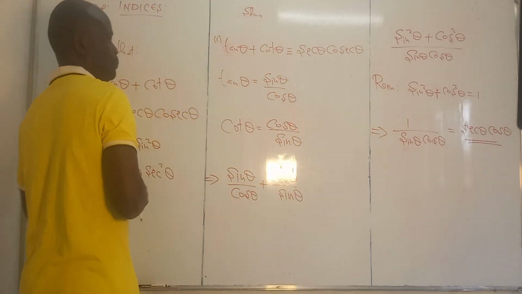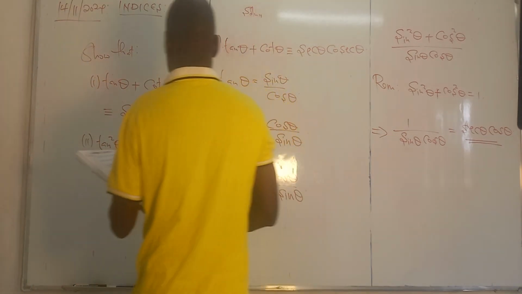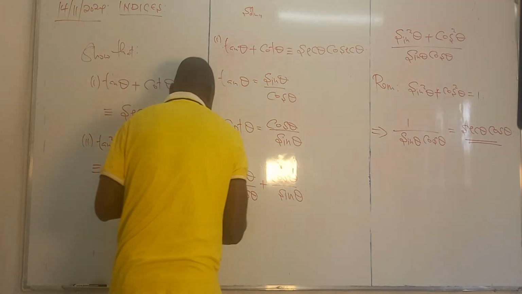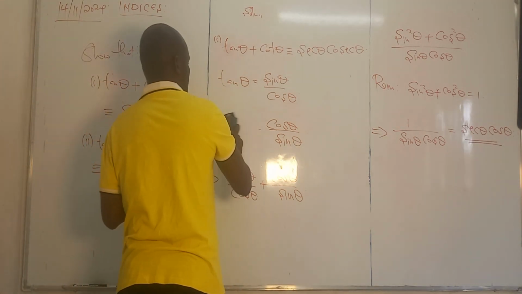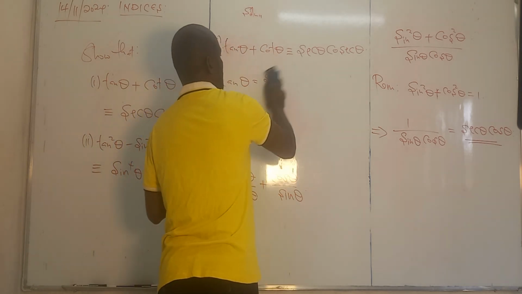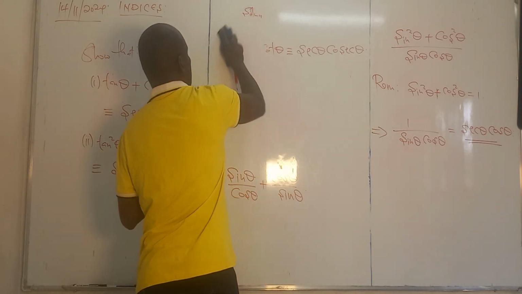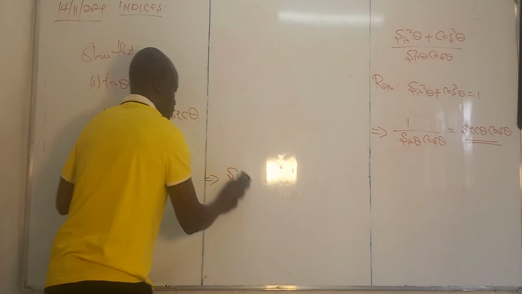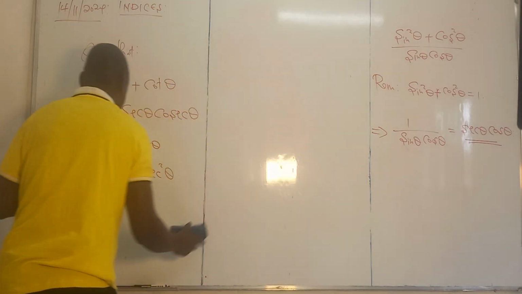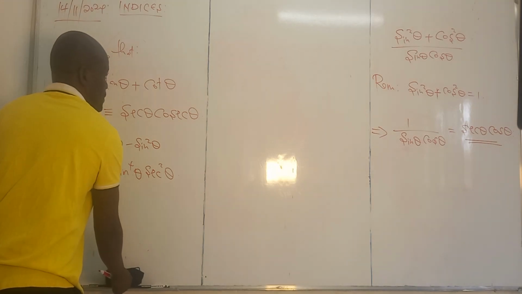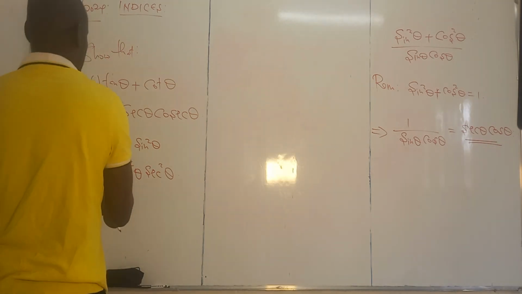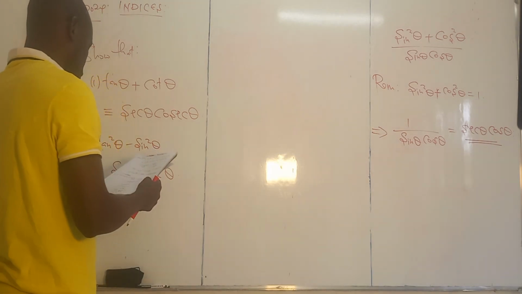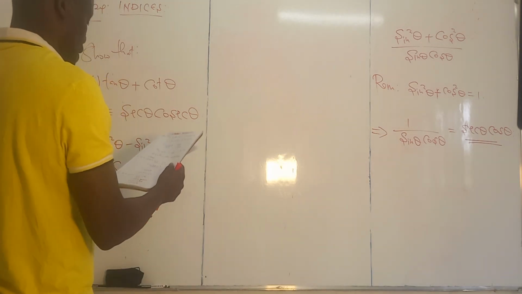Now part 2, just rub this. Part 2 will be this. So we set out from this end. So we'll be having tan squared theta minus sin squared theta.